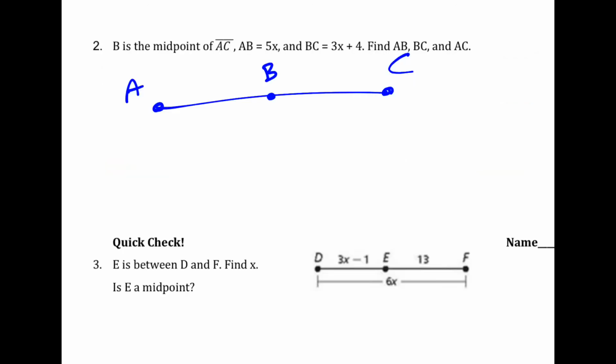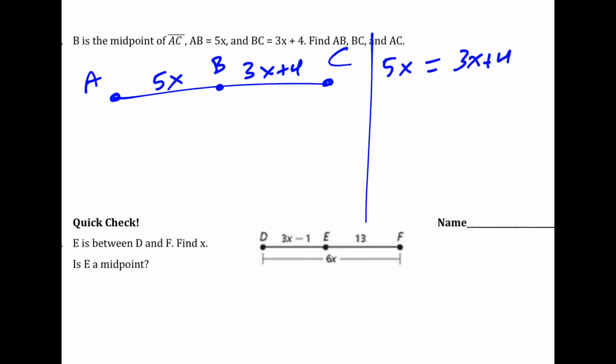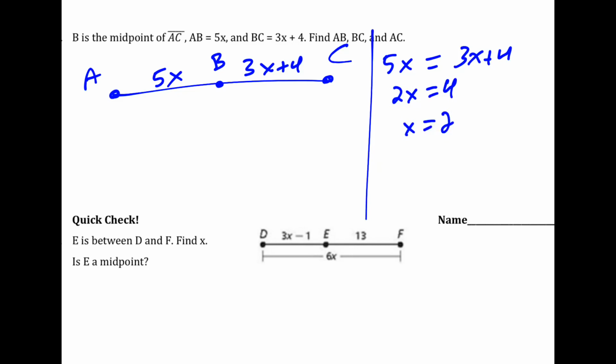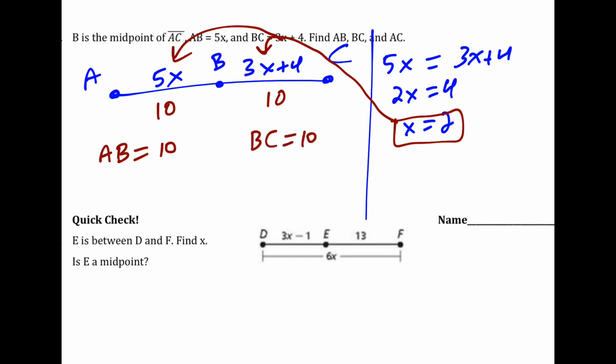Some of these you have to draw your own diagrams. If this section is 5x and this one is 3x plus 4, can we find all three of them, knowing that it's the midpoint? First thing we do is we set the two equal to each other. We subtract 3x from both sides, we divide by 2, x is equal to 2. If I plug that back in here, 3 times 2 is 6 plus 4, this distance is 10. If I plug in 2 over here, 5 times 2 is 10. So you could say AB is equal to 10, BC is equal to 10, and AC is equal to 20.